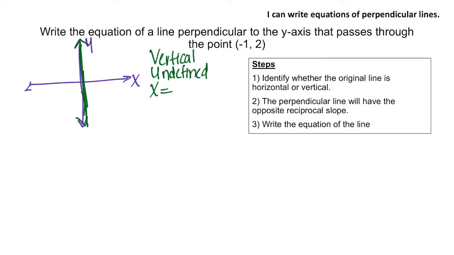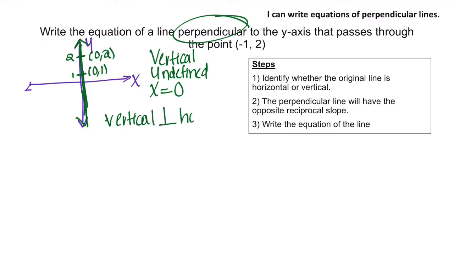Well, what is x equals on the y-axis? If we think about this point, this would be the point (0, 1). This point right here would be the point (0, 2). So x equals 0 is actually the y-axis. If we want a line that's perpendicular, remember vertical is perpendicular to horizontal. So the perpendicular line is going to be horizontal, and from our mnemonic HOI, we know that horizontal is going to be a y equals equation.